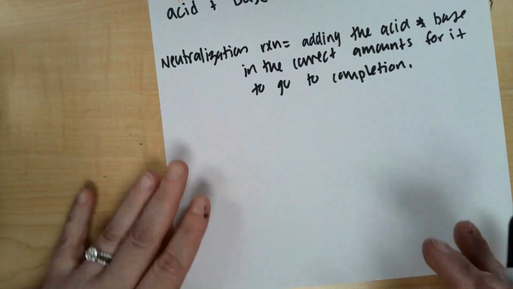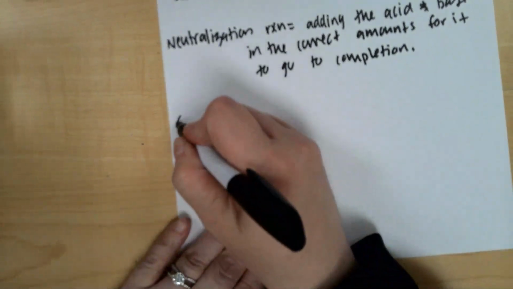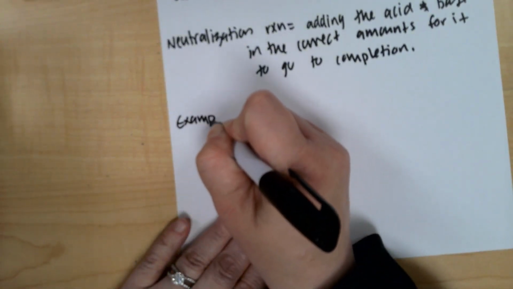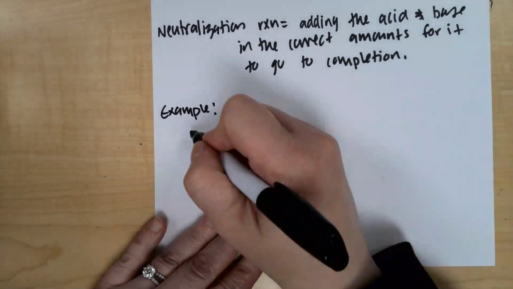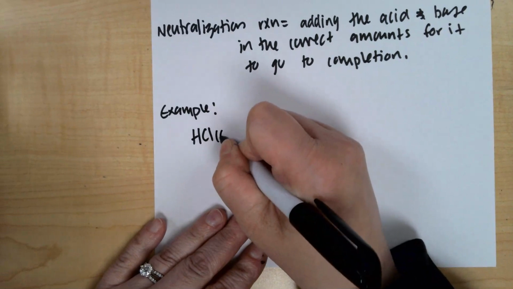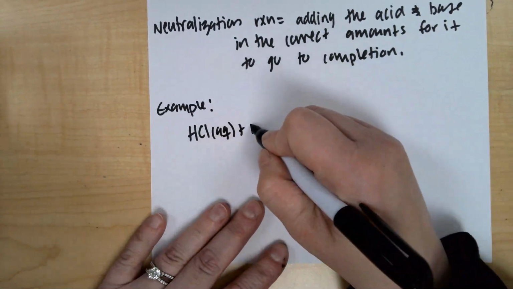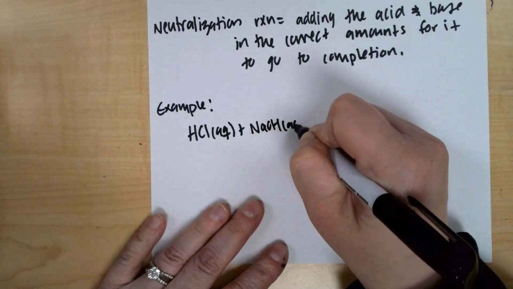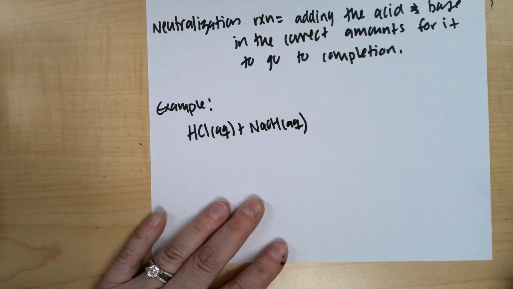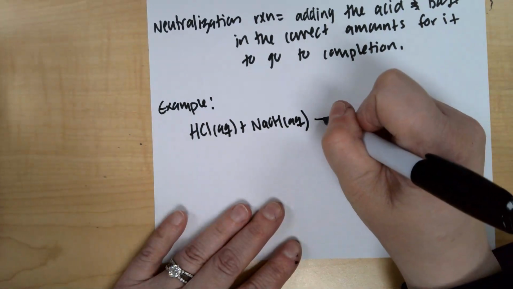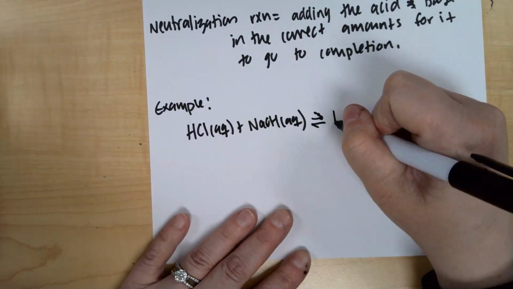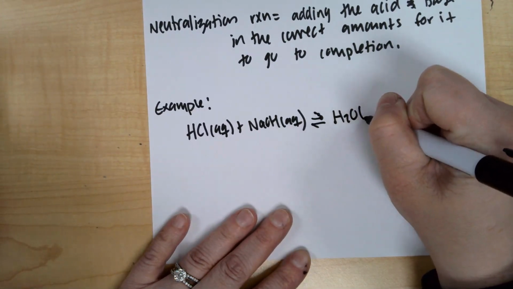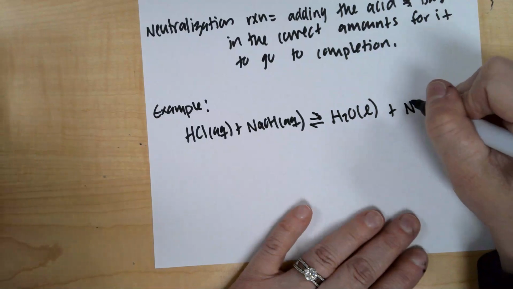So let's talk about an example real quick. Let's look at a strong acid and a strong base, an Arrhenius example. Let's say we had HCl plus NaOH. In an Arrhenius acid-base reaction, they do not make their conjugates. These actually convert over to the H2O and the salt.